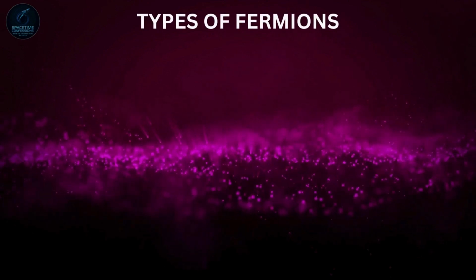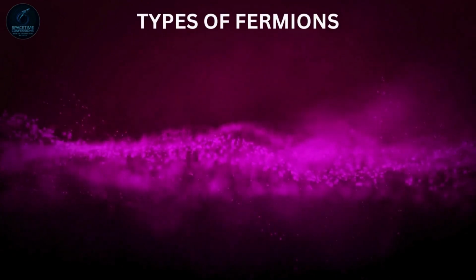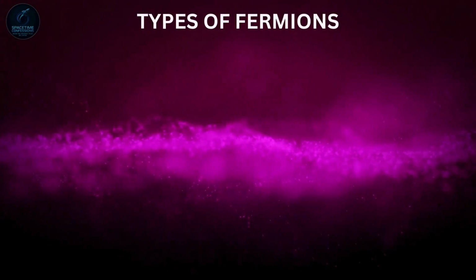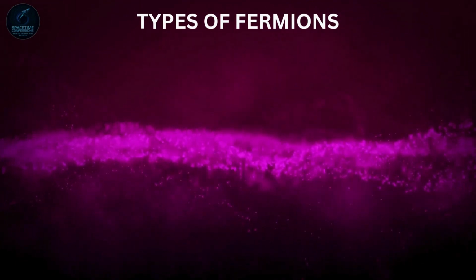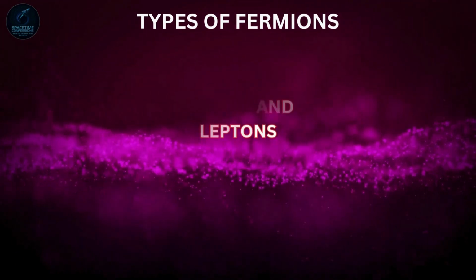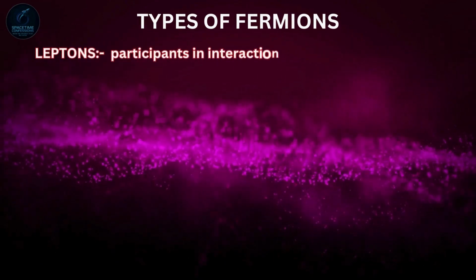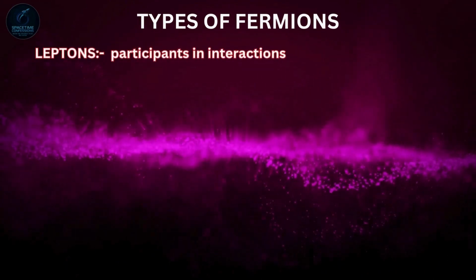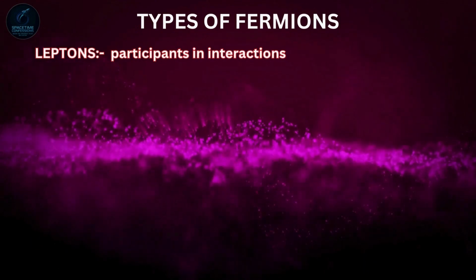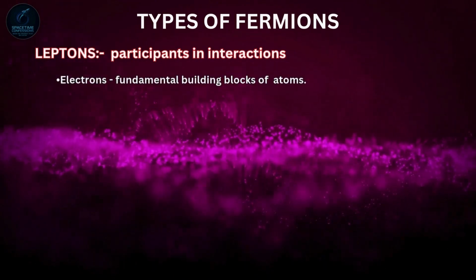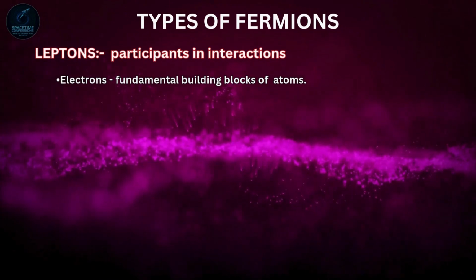Next up, fermions. These are the building blocks of everything we see, from stars to sandwiches. Fermions are divided into quarks and leptons. Let's start with leptons. Leptons are particles that don't feel the strong force, but they are deeply involved in nuclear and particle interactions. Electrons orbit atoms, they're the reason chemistry even exists.